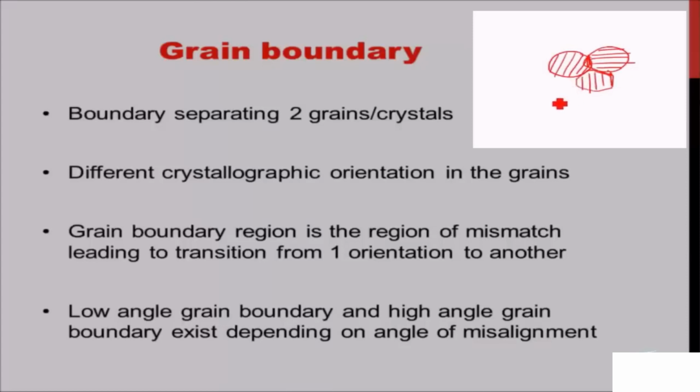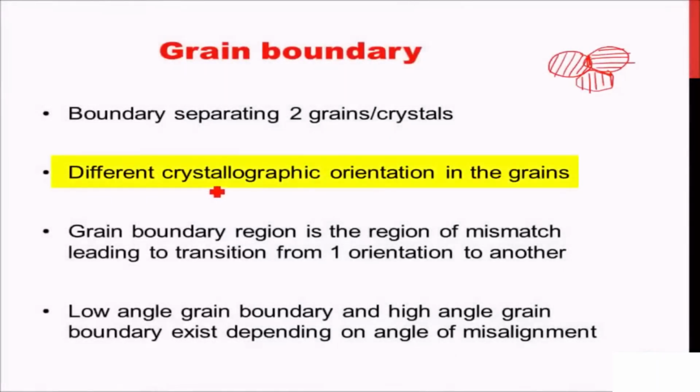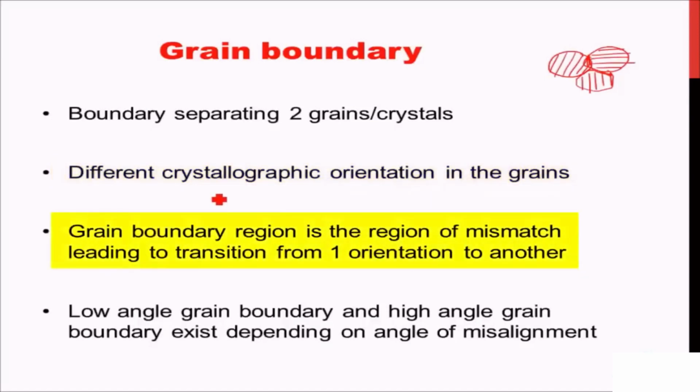Grain boundaries are basically regions which separate two different grains or crystals. As I already discussed, different crystallographic orientations are present in different grains. Then what is the grain boundary region? It is the region of mismatch leading to transition from one orientation to a different orientation.